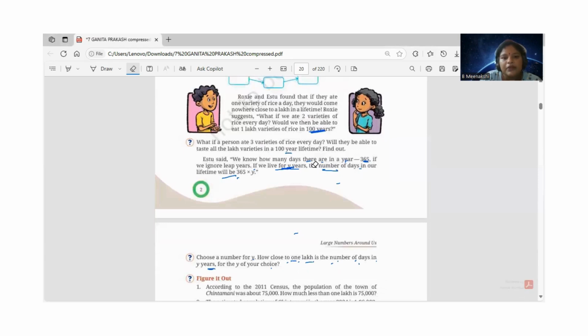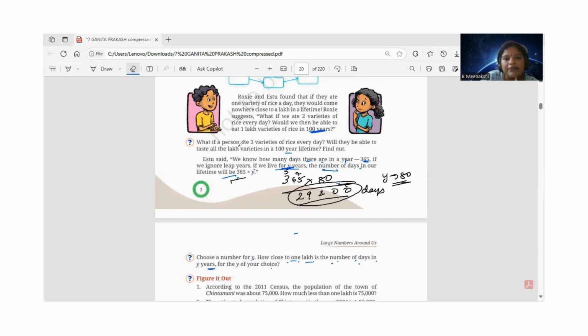Isu said, if we know how many days are in a year, and we ignore the leap years, then if we live for y years, the number of days in our lifetime will be around 365 times y. Suppose you consider y is 80 years, your lifetime. Then 8 5s are 40, 8 6s are 48 plus 4, 52, 8 3s are 24 plus 5, 29. So 29,200 days will be there.